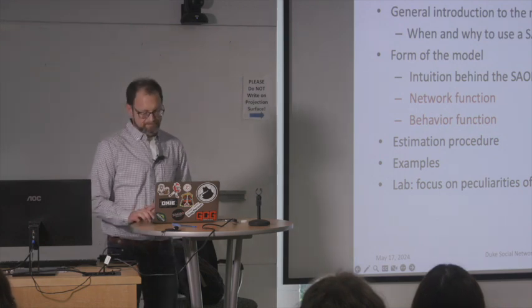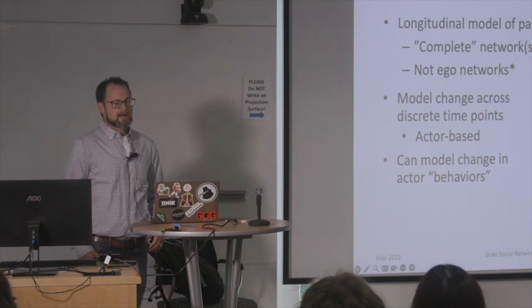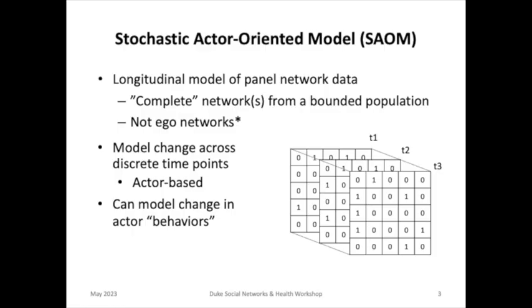All right, with that said, what is a stochastic actor-oriented model? It's a longitudinal network model. We're talking about complete network data within some kind of bounded population. That might be a school, an organization, a prison, some kind of bounded population where we've done our best to get ties between everybody within those bounds, or at least people within a certain role, like students in a school.